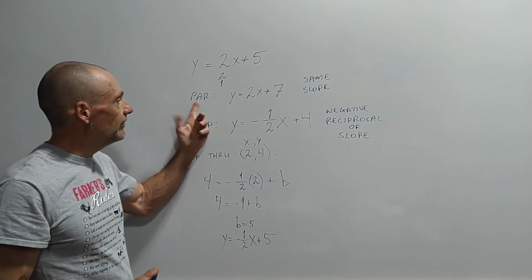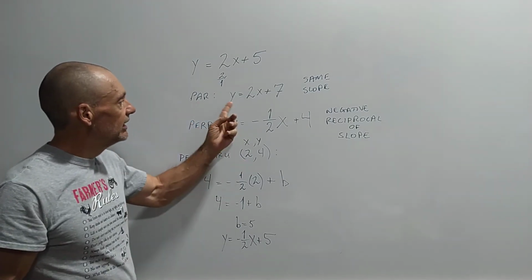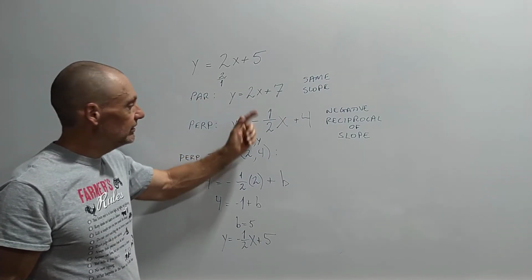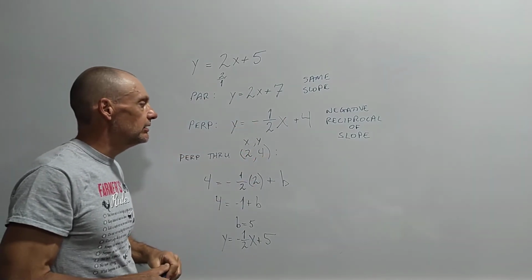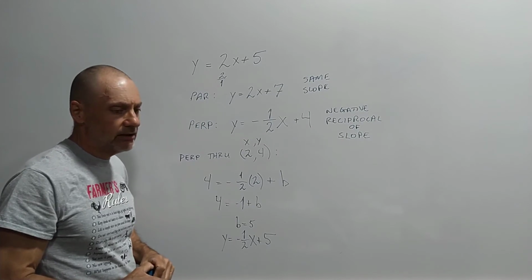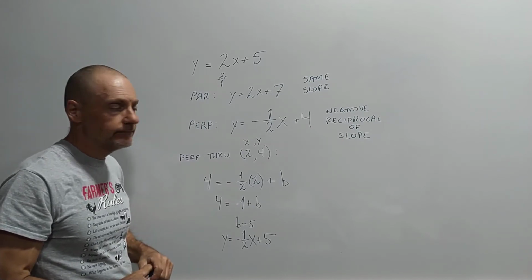You can do the same thing with a parallel line through a point. So if the lines are parallel, slope has to be the same. Plug the point in, and you'll get the equation of a line that's parallel and through a particular point.